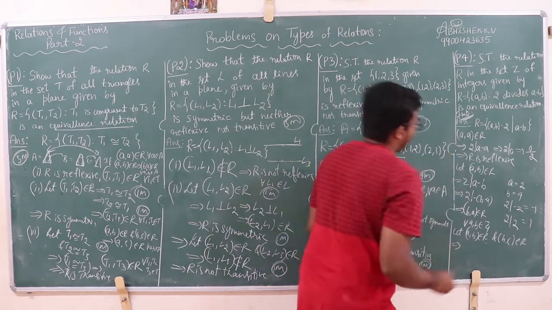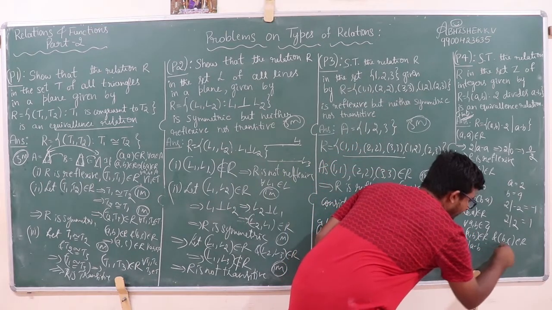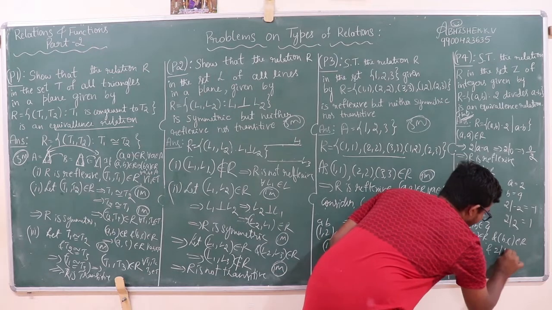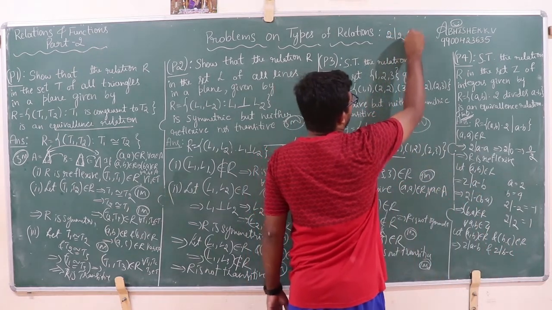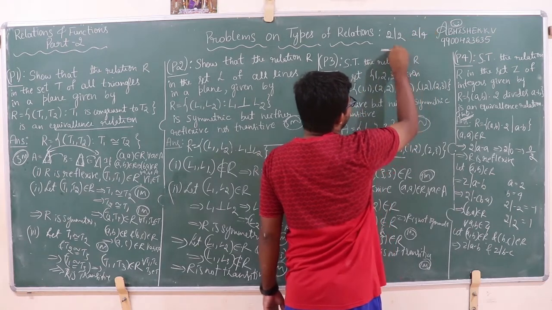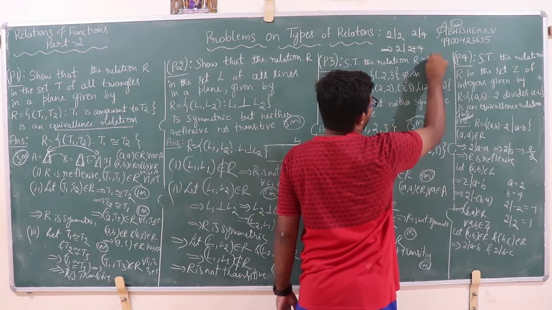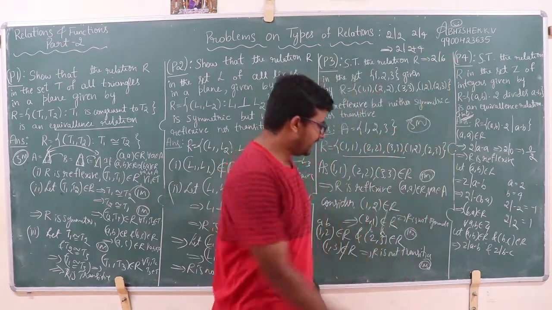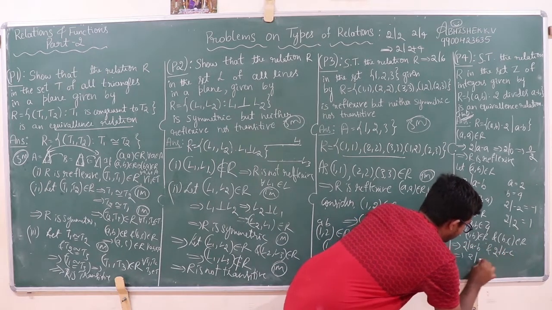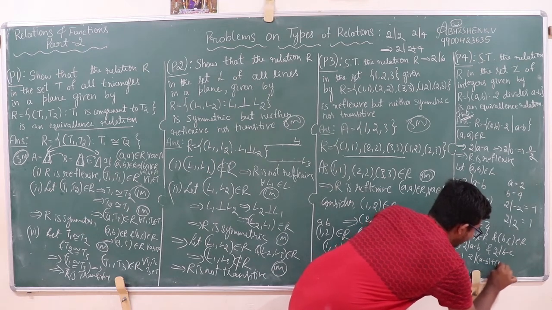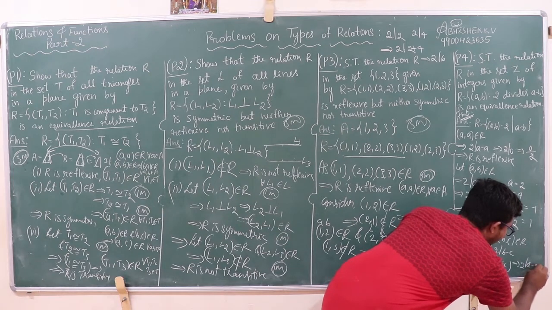See, if (a, b) belongs to the relation R, it means 2 divides a minus b. (b, c) belongs to the relation R means 2 divides b minus c. See, if 2 divides 2 and 2 divides 4, this implies 2 divides the sum of those two, that is 2 plus 4, that is 2 divides 6. Consider here 2 divides a minus b plus b minus c. b gets cancelled. This implies 2 divides a minus c.